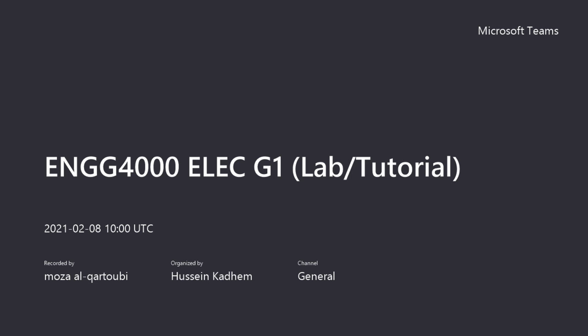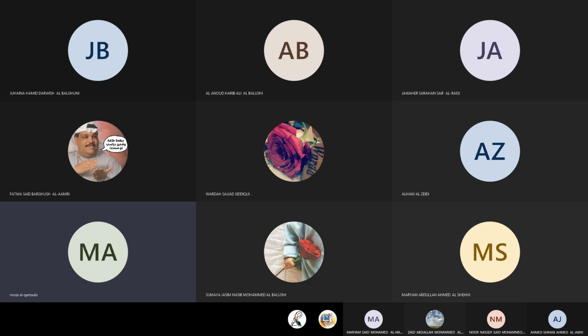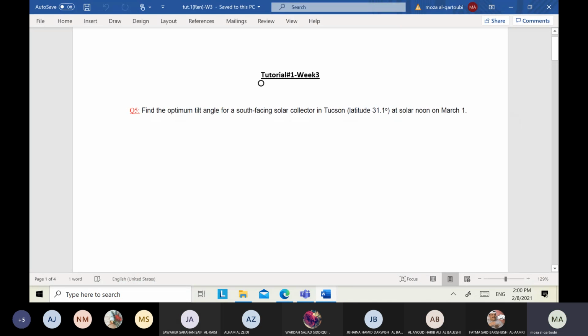Numbers 7, 8, and 9. Okay, so we'll solve together, starting from question number 5. It asks us to find the optimum tilt angle for a south-facing solar collector in Texas, given latitude equal to 31.1 at solar noon on the first day of March.